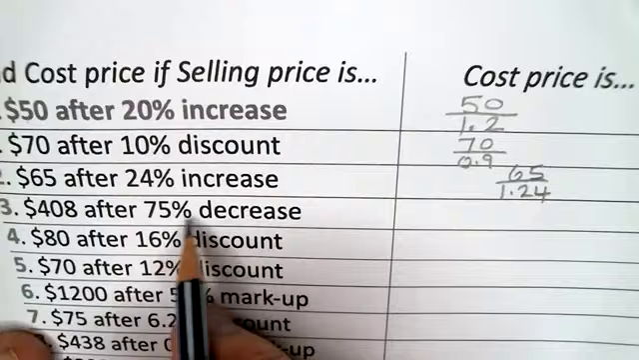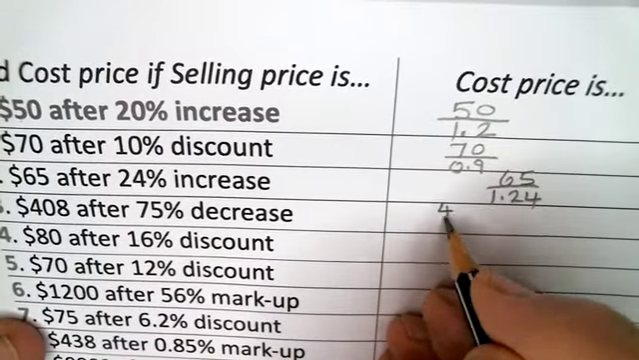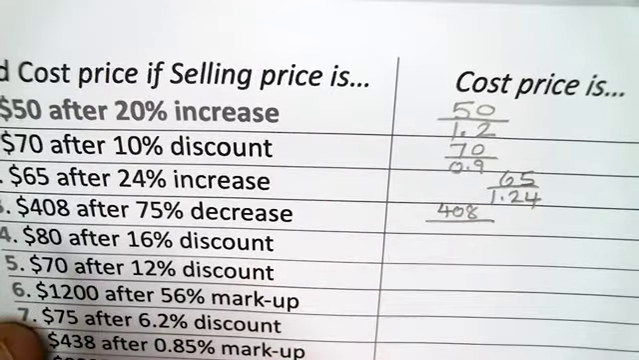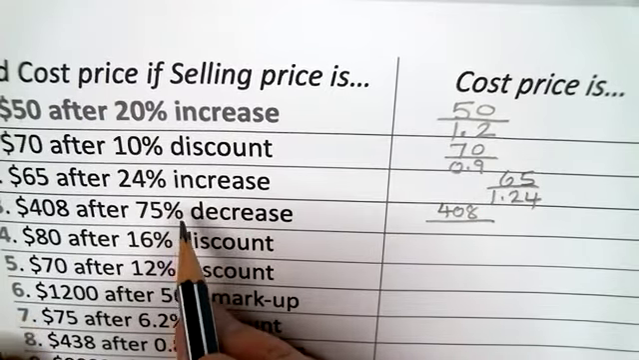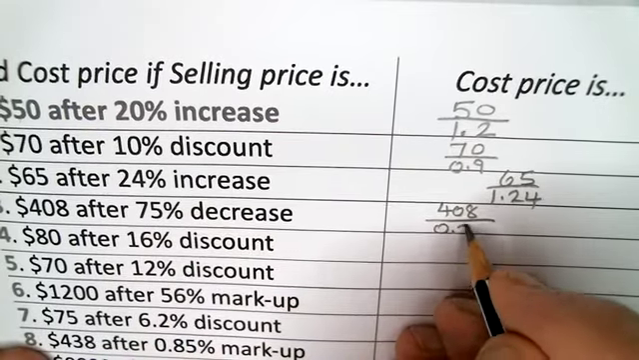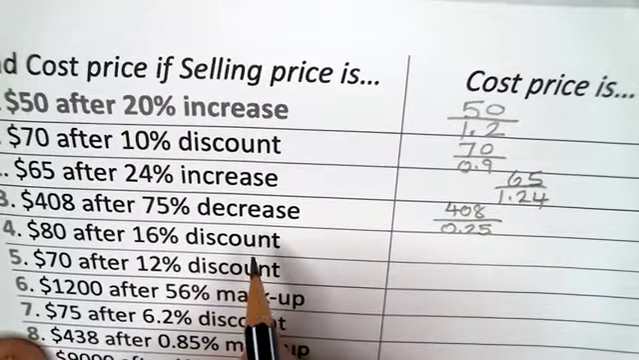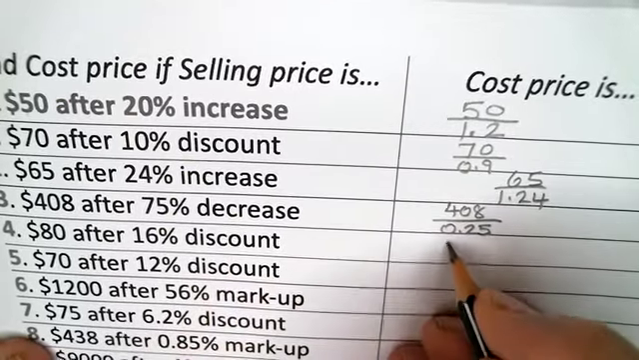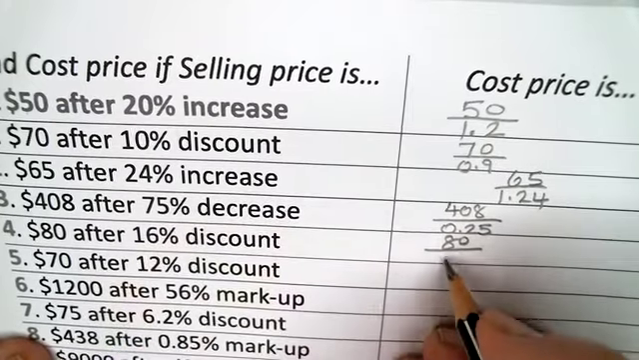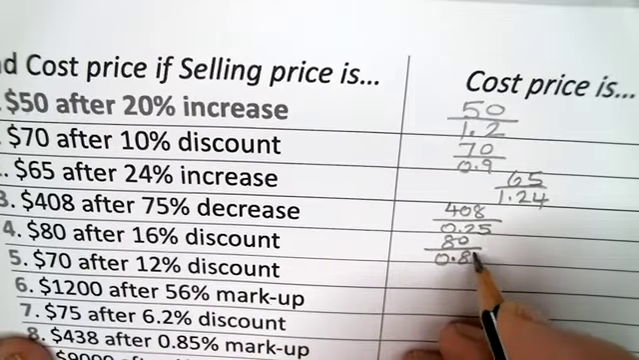Here's a decrease of 75. I'm staggering these because they're going to get in the way of each other. A 75% decrease will be 0.25. A 16% discount, that's also a decrease. That's going to be 80 divided by 0.84.